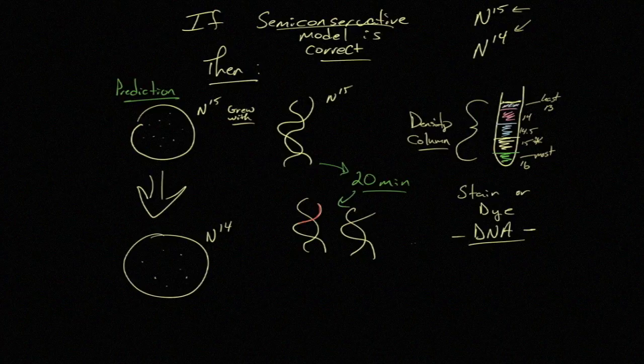If it's semi-conservative, each of these molecules is going to have one of their strands be nitrogen 14. Is that right? Why is it nitrogen 14? Why are the new strands nitrogen 14 where the original strands were nitrogen 15? Why do we say that half the DNA is going to be nitrogen 14?